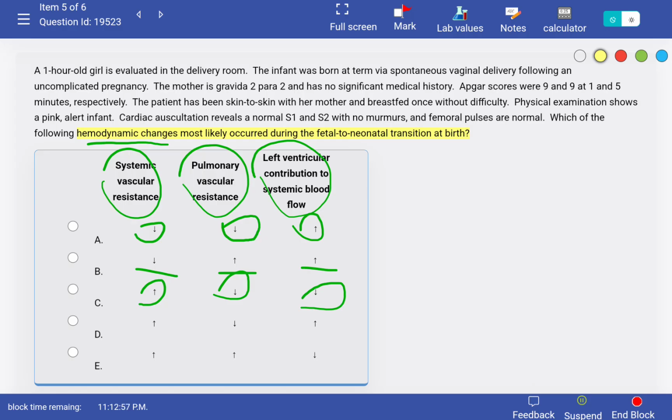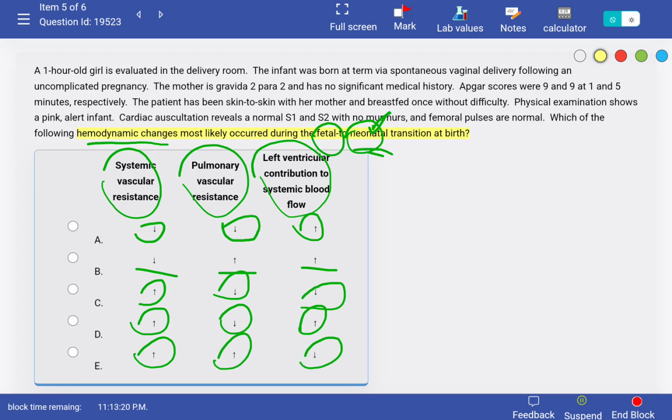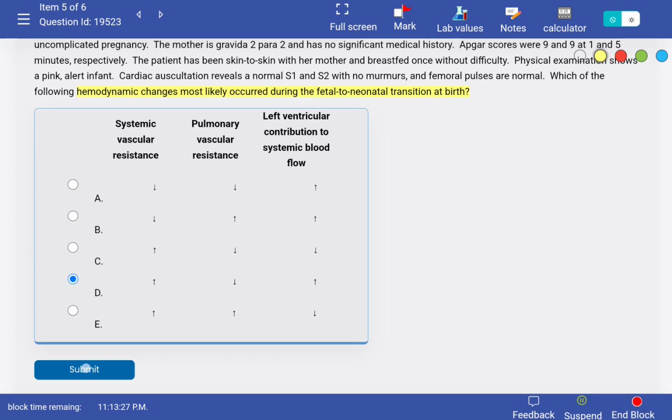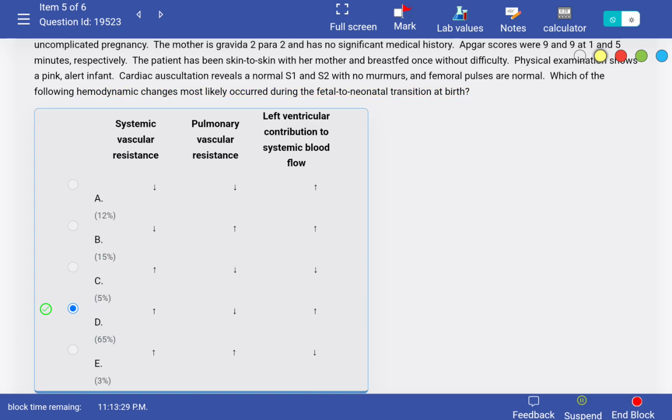Option D, SVR would be increased, pulmonary vascular resistance would be decreased. They're asking about whenever the fetal circulation has changed to neonatal, right? Okay, and with that, left ventricular contribution to systemic blood flow increases. Option E, increases and then decreases. So pause it and give the answer. So the correct answer for this question is option D, right? Why option D? Let us see the explanation.